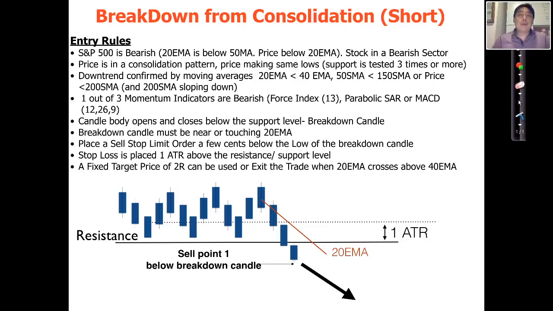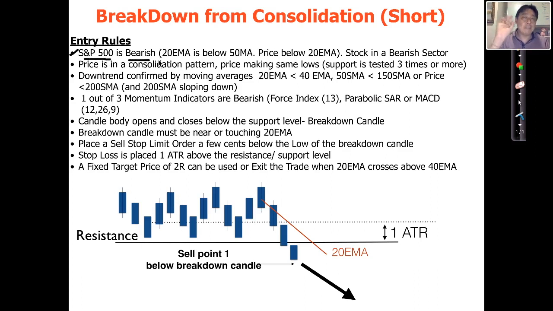Alright, so now let's look at how we do a short sell for the opposite, the breakdown from the consolidation. So the entry rules are the complete opposite, and let's run through them right now. Entry rule number one is, again, if you're going to short any stock, ensure that the market is on a downtrend. Always ensure the market's on a downtrend, the sector's on a downtrend, and then you short the stock. So ensure the S&P 500 is bearish.